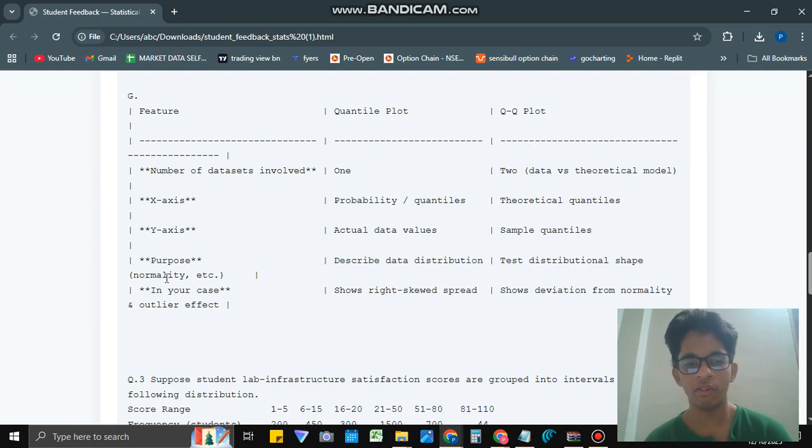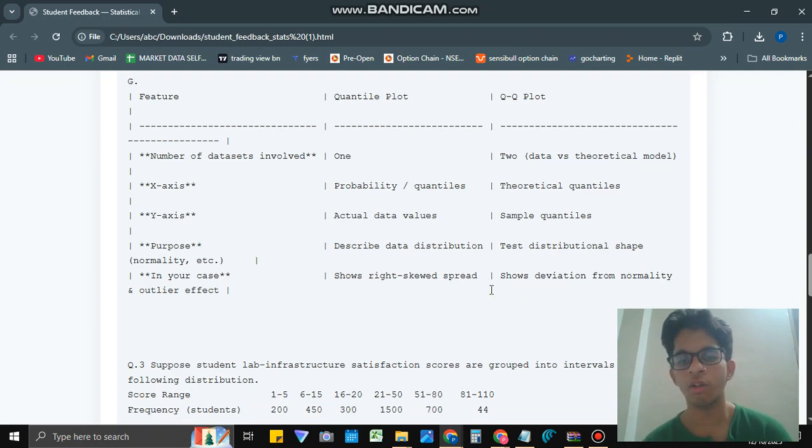Then what's the purpose? This is the main point. In the single quantile plot we just describe the data distribution. It's used to know the data distribution. Then in the quantile plot we test the distributional shape, like whether it's right skewed or left skewed. So in our case, what we check in the single quantile is whether it is right skewed or left skewed. The result will show a right skewed spread, that is, the tails are heavier on the right side, on the positive side.